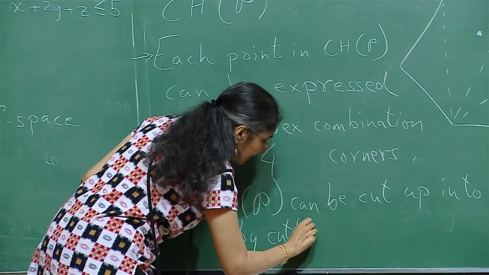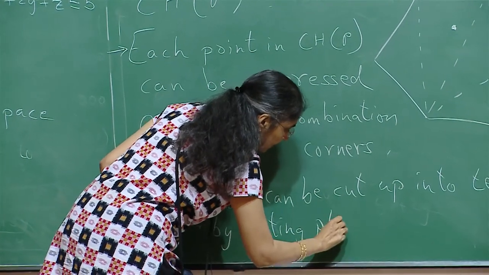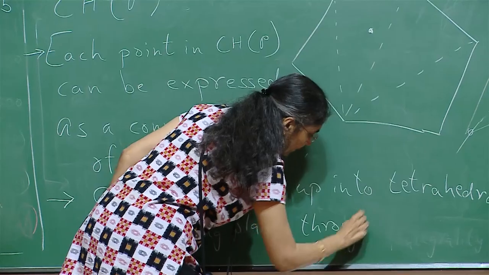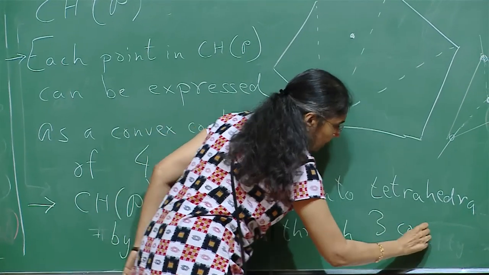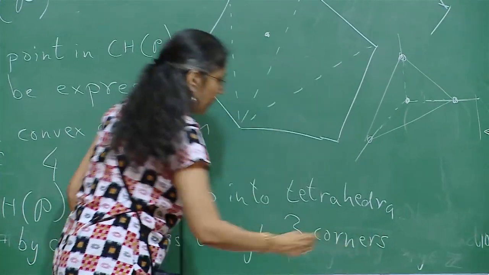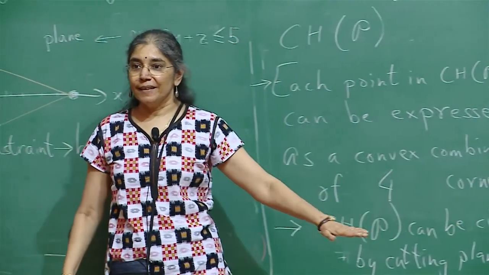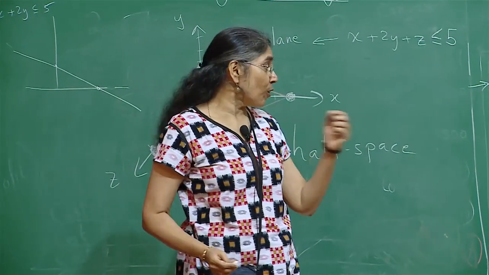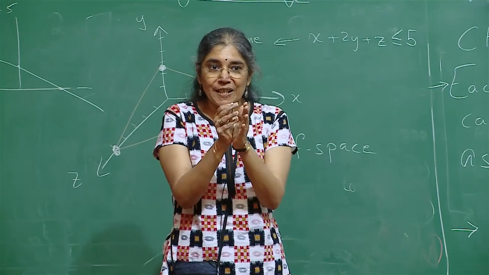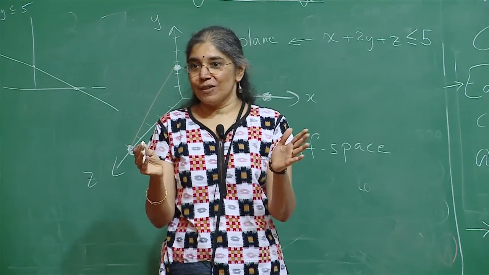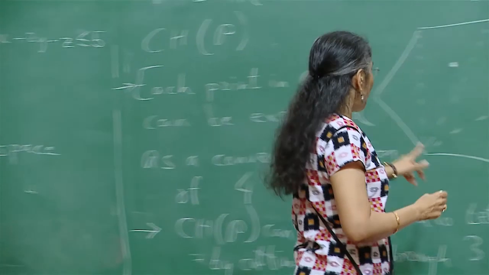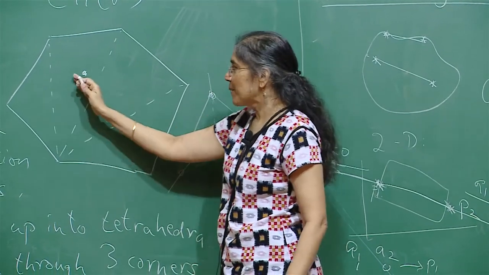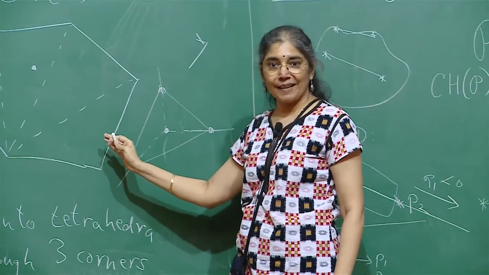by cutting planes that pass through 3 corners. Three corners determine a plane. I take these 3 corners, I take the plane through them and I cut. Now there is always a way of choosing this which completely splits this solid figure into tetrahedra. For 2 dimensions, it was very easy to see. Straight line cuts split up the polygon into triangles.